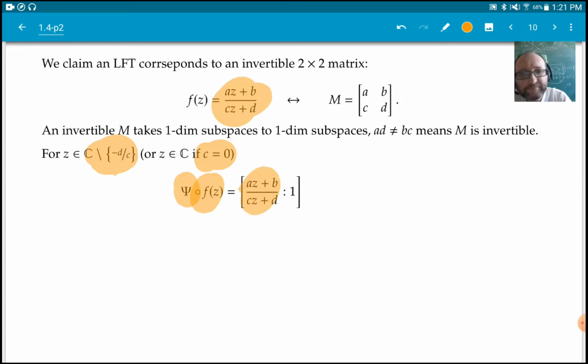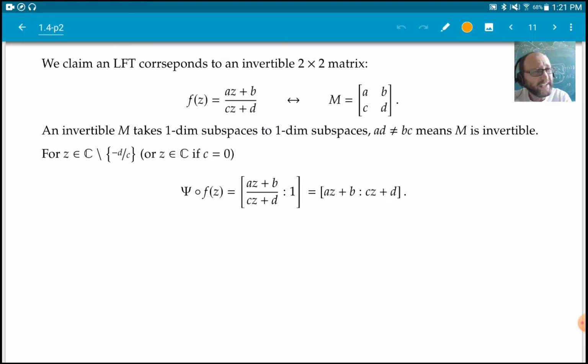Well, by definition, you just stick f of z into the first component coefficient and put 1 in the next component. That's just by definition of what C is. But now these guys are equivalent up to any scalar multiple, so I could just multiply by CZ plus D. So I have this guy over here.